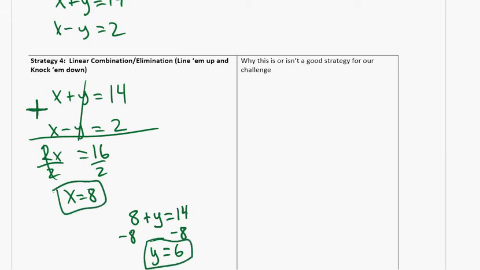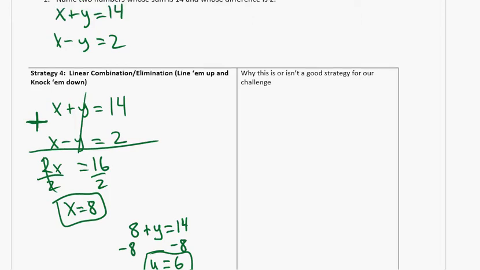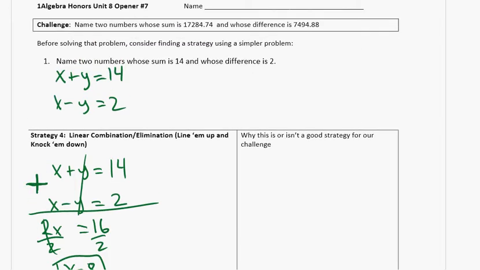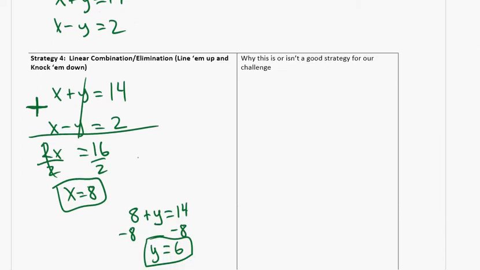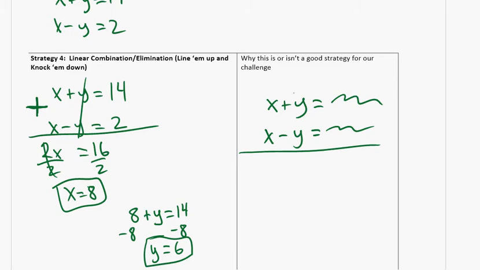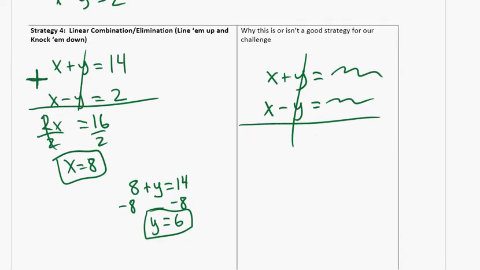So of all the methods we've looked at in video number 6 and now video number 7, this was probably the easiest method, and the method that I think would work really well for our challenge, because our challenge is still going to have this setup of x plus y in one equation and x minus y in the other equation. Now the numbers over here are going to be ugly, but still, when we go to combine these two things, those y's are going to cancel out right away, and we'll just have to do a little bit of simple algebra in order to solve for x. Alright, so that is the linear combination or elimination method.